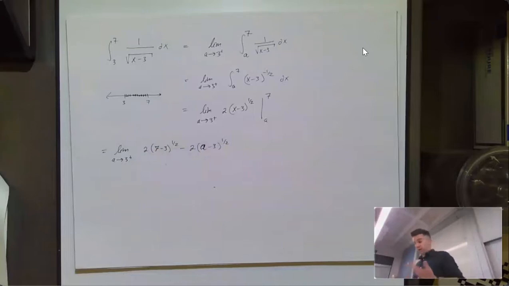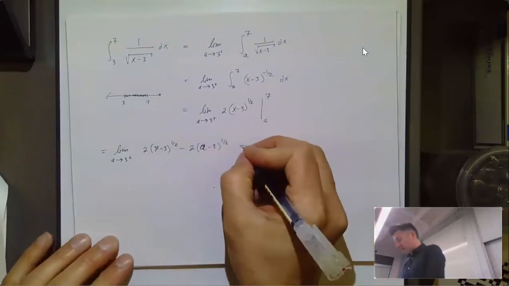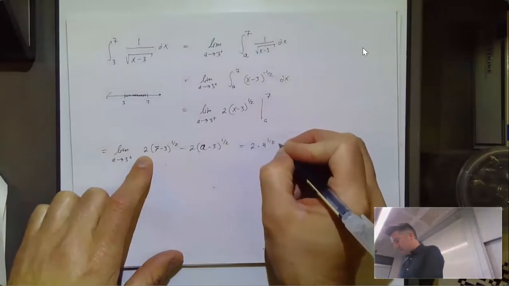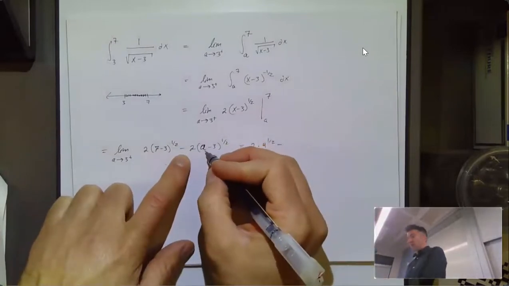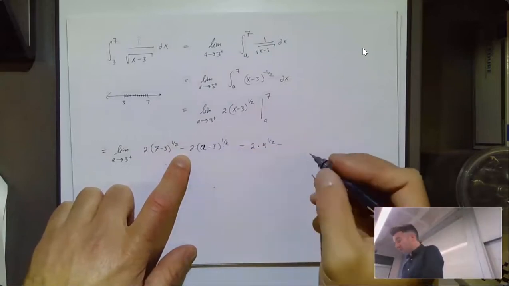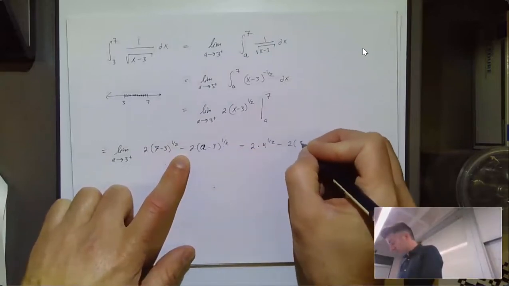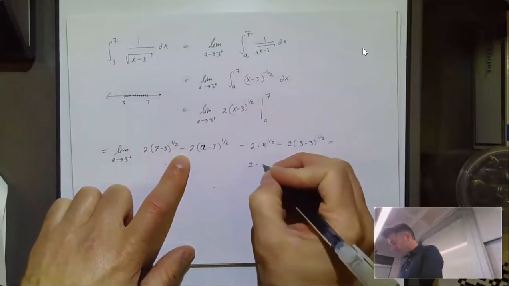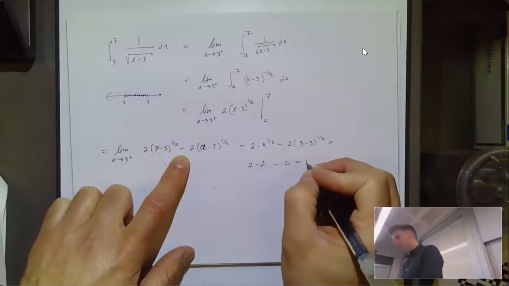And now when we plug in 3, what's going to happen? Well, we're going to get 2 times 4 to the 1/2 minus, if I plug in 3 for a here, I get 3 minus 3, which is 0 to the 1/2 power, and the square root of 0 is just 0. So I end up getting 2 times the square root of 4 minus 0, which is just 4.